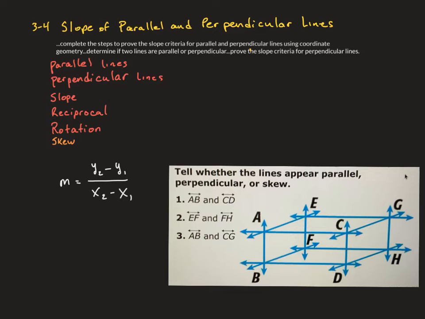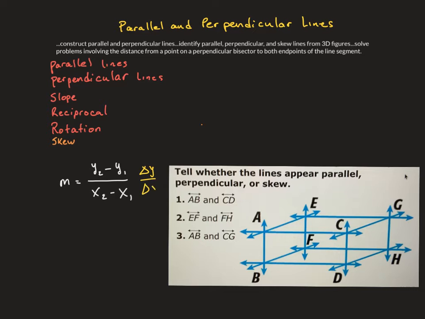But just remembering that parallel lines are lines that do not cross; they never intersect. Perpendicular lines are lines that will intersect at a 90-degree angle. Remember that slope, often referred to as m, is y2 minus y1 over x2 minus x1. It's also referred to as the change in y over the change in x.